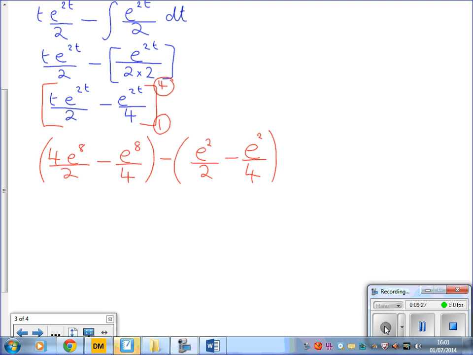If I work out these parts then, this first bracket gives me 5216.676. Take away this bracket, 0.8472, which gives me a final answer of 5215 rounded.